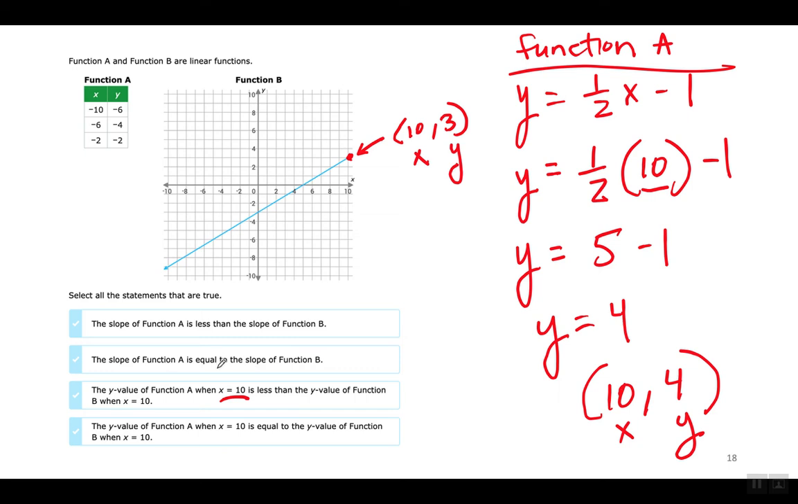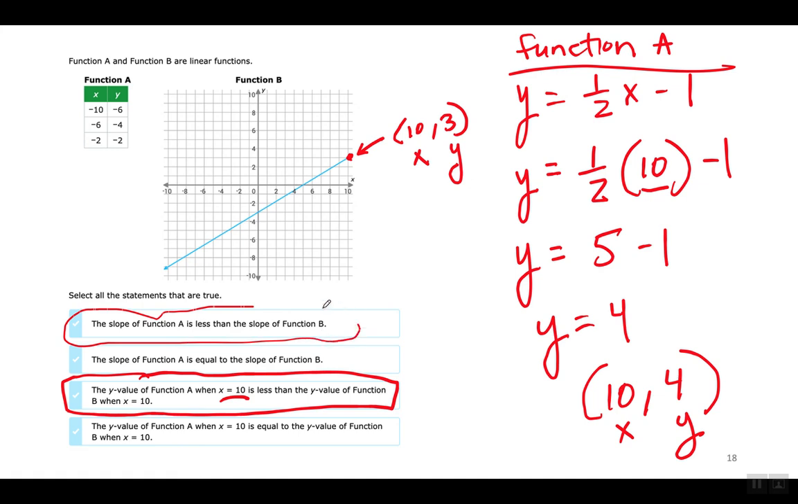So the correct answer is the y value of function A when x equals 10 is less than the y value of function B when x equals 10. El valor de y en función A cuando x es igual a 10 es menos que el valor de y en función B cuando x es igual a 10. And I had already answered the top part, which was: the slope of function A is less than the slope of function B.